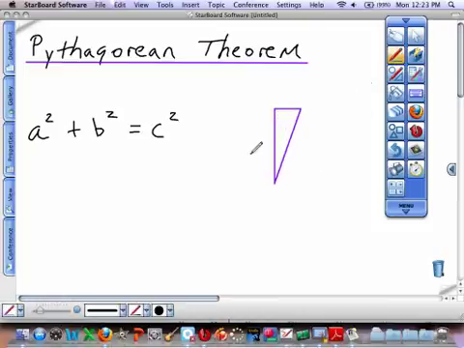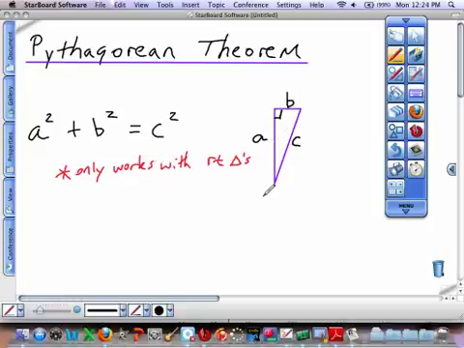is A and B are the two legs of your right triangle. Again, there is a catch to the Pythagorean Theorem. It only works with right triangles. Okay, so let's make a special note of that. Only works for right triangles. So we have A and B as our two legs of the right triangle, and C is always the hypotenuse. So we have A squared plus B squared equals C squared.